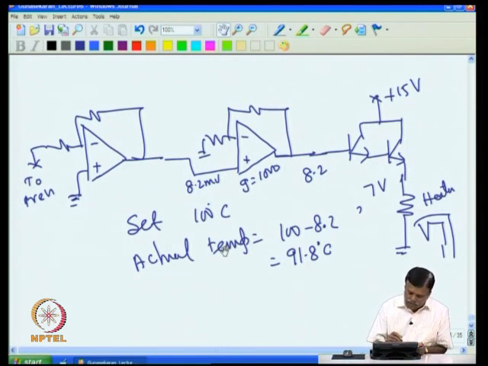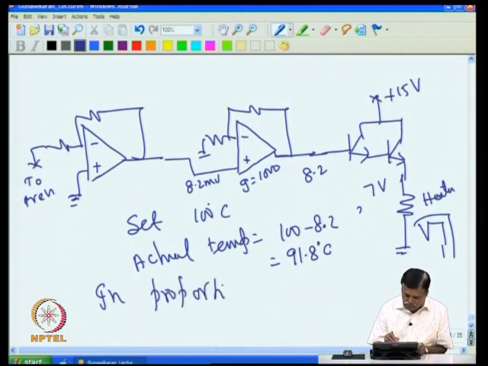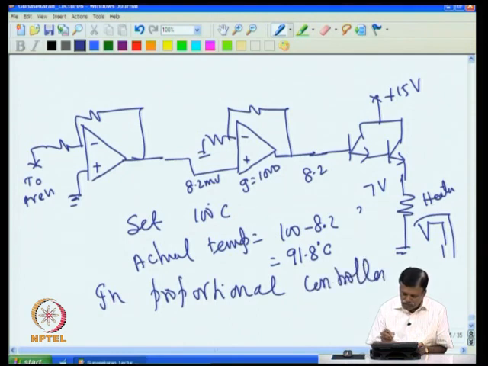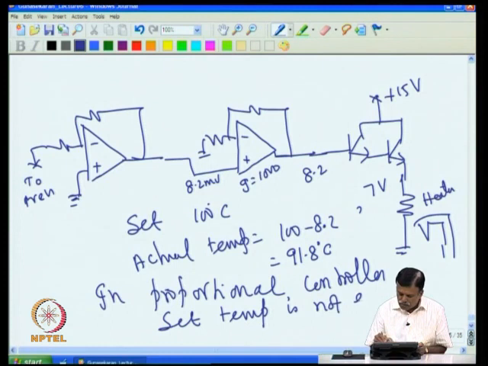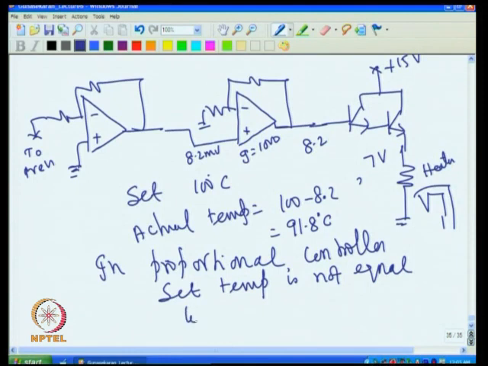So the point that we should note at this point is, in a proportional controller, the set temperature is not equal to the actual stabilized temperature.